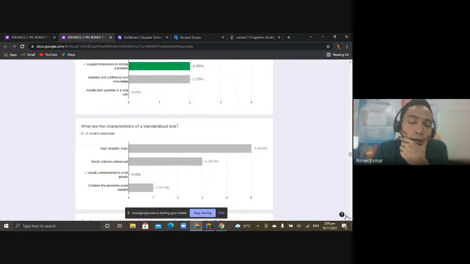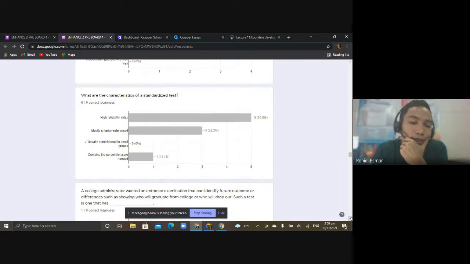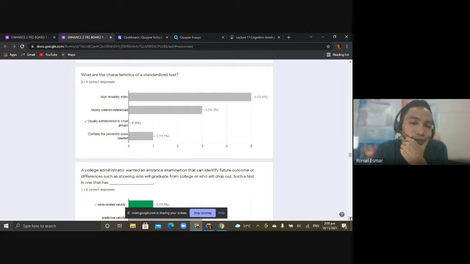Next, what are the characteristics of a standardized test? Is it the high reliability index, most criterion reference, usually administered to small groups, contains the percentile score needed? I didn't put an answer here either. Anyway, nobody got the correct answer. The correct answer for this is that it should usually be administered to small groups.